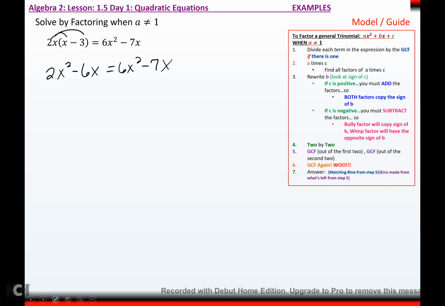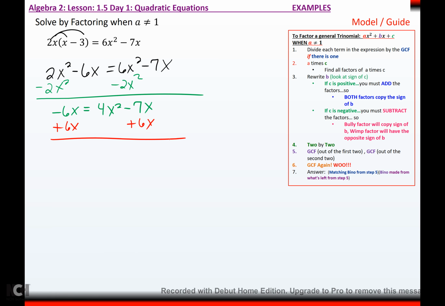Now, you got to get 0 on one side. So you either have to move everything on the left to the right or everything on the right to the left. Since I don't like negative x squared terms, I'm going to move the smaller x squared and stay positive. So minus 2x squared, minus 2x squared, I get negative 6x equals 4x squared minus 7x. Okay, and then I'm going to add 6x to both sides. And I get 0 equals 4x squared minus x.